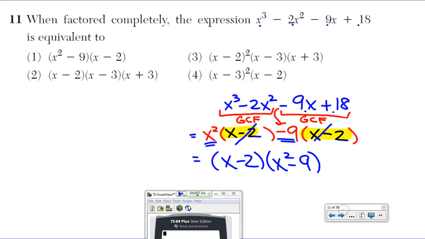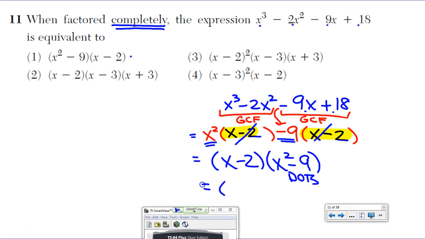Now the problem is if you look up, choice 1 is there. And if you pick that, you're going to be wrong because it says to factor completely, and x squared minus 9 is actually a difference of 2 perfect squares that can be refactored. So then it means you're going to actually factor again, and it's going to be x minus 3 times x plus 3 for that. So choice 1 would not be the best answer. Choice 2 would be the best answer.